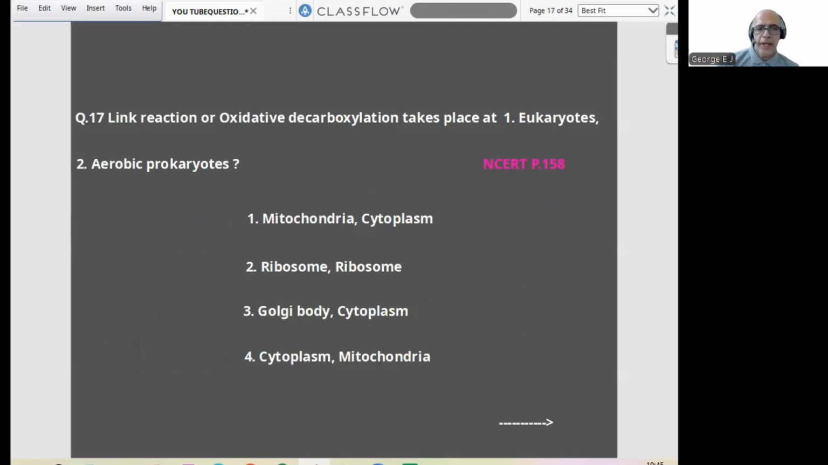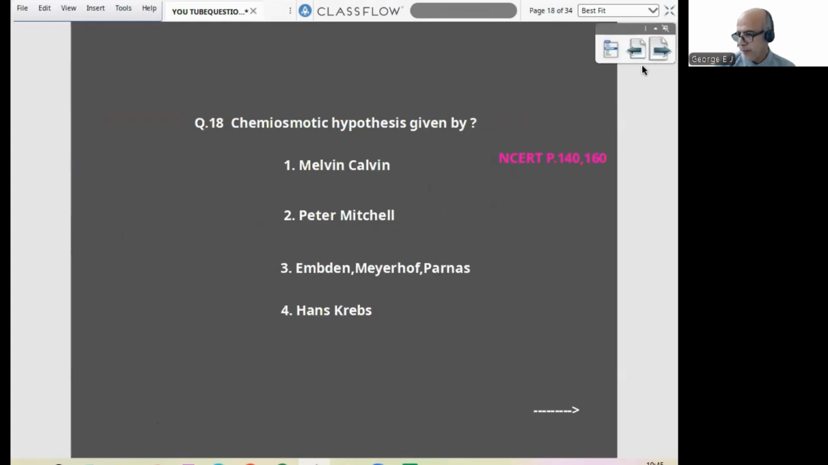Now coming to 17th. Link reaction or oxidative decarboxylation takes place at, in eukaryote where, in aerobic prokaryote where. In eukaryote, we know it is in mitochondria. And in aerobic prokaryote, anaerobic no need, it is in cytoplasm. So option is 1. Now 18. Chemiosmotic hypothesis given by, this same theory comes in photosynthesis also. The scientist is Peter Mitchell, chemiosmotic theory.